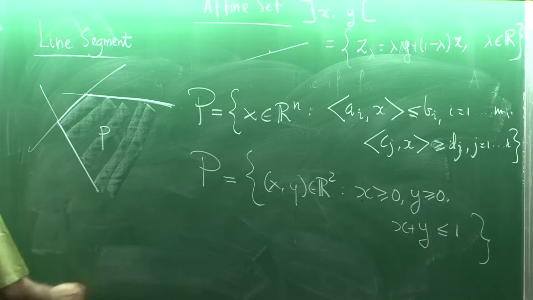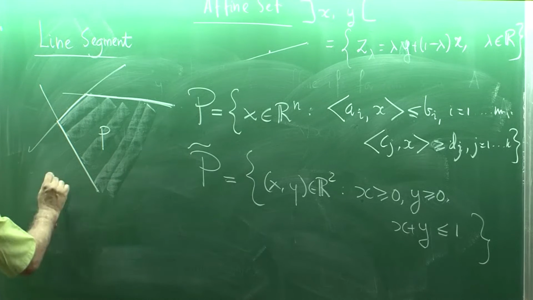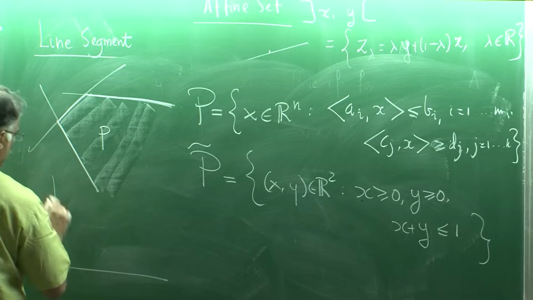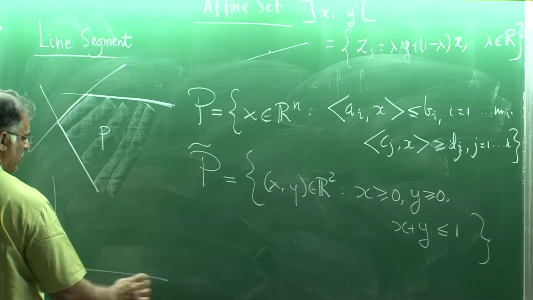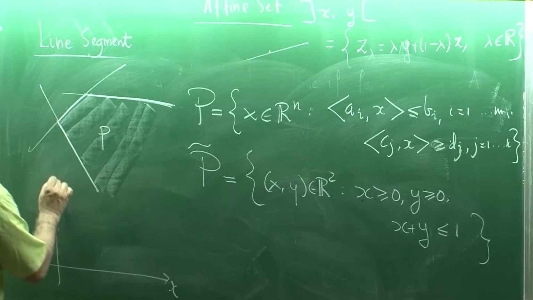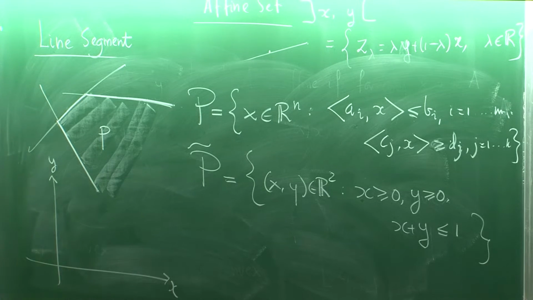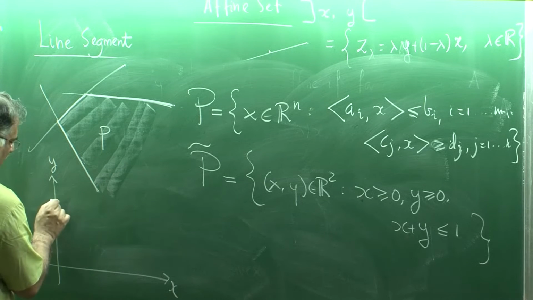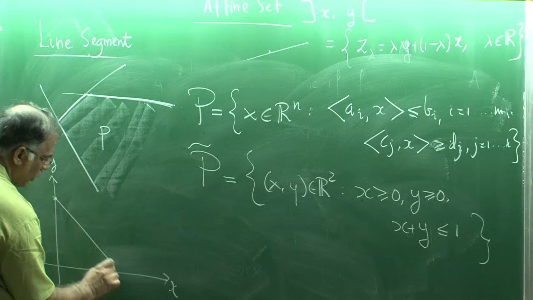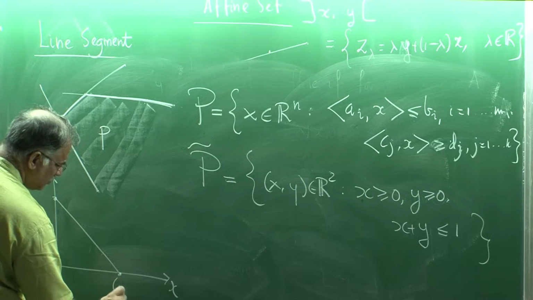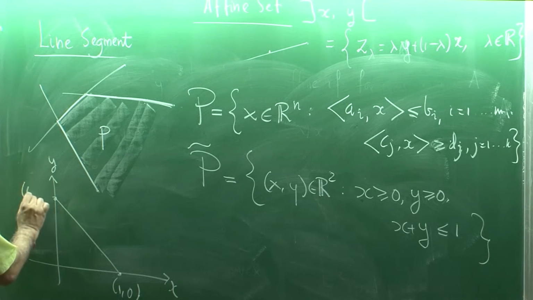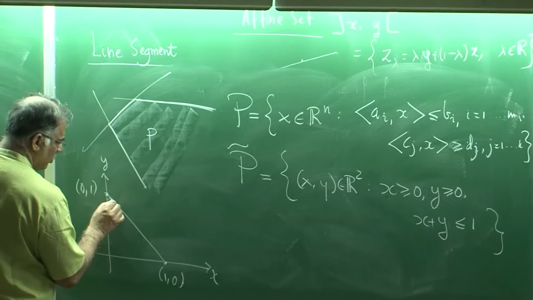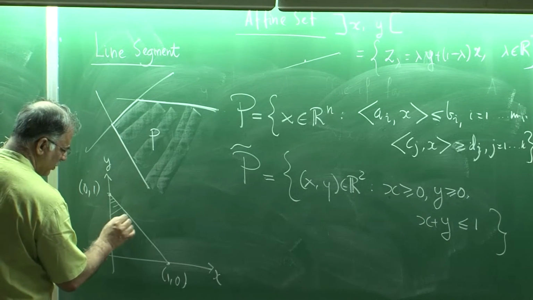But let me just draw this particular, say, P tilde. So, you have to be only in this space where x is greater than or equal to 0 and y is greater than or equal to 0. That is, you have to remain in the first quadrant, you cannot go to any other quadrant. And then x plus y equal to 1 is the line passing through (0,1) and (1,0). And then you are only looking at those points which are less than or equal to 1, meaning this line and including this point.